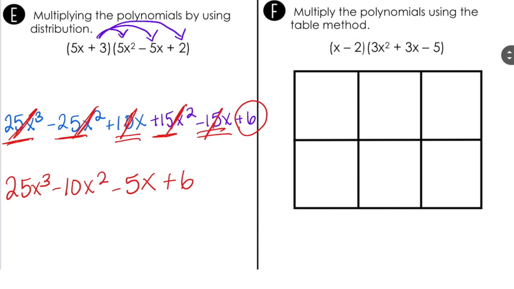So now I'm going to do part F. This is not the same example that we did in part E, but it should suffice in terms of explaining how to multiply a binomial by a trinomial. So first things first, I'm going to put my trinomial at the top. So I have 3x squared plus 3x minus 5. And then down the side, I'm going to have x minus 2.